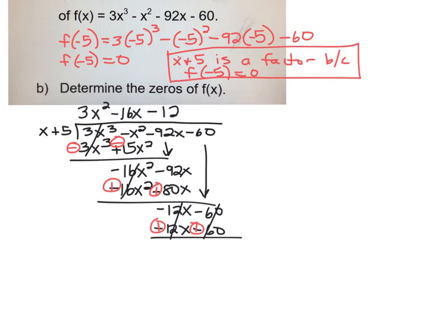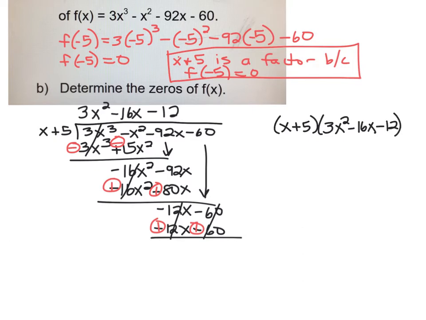All right, so now we know that it says to determine the zeros. So we know that first thing we have to find is the factors. X plus 5 is one factor, right? And our quotient that we were left up with up here is the other factor. So I'm going to write this as x plus 5 times 3x squared minus 16x minus 12.